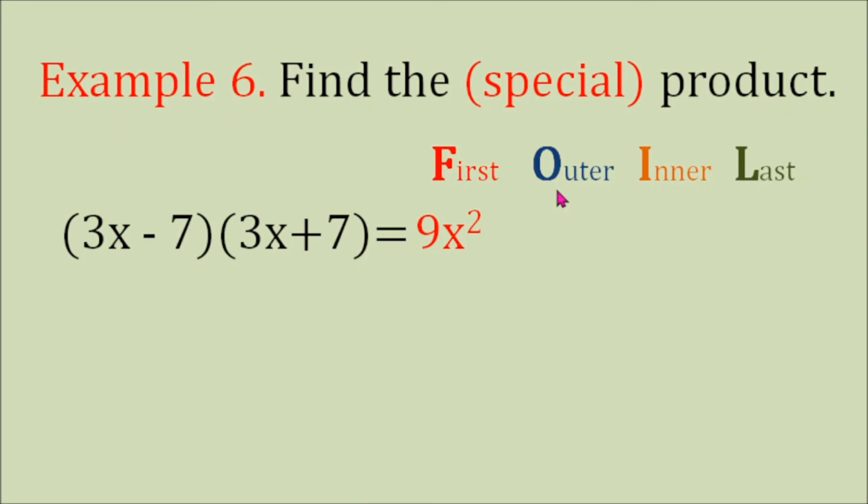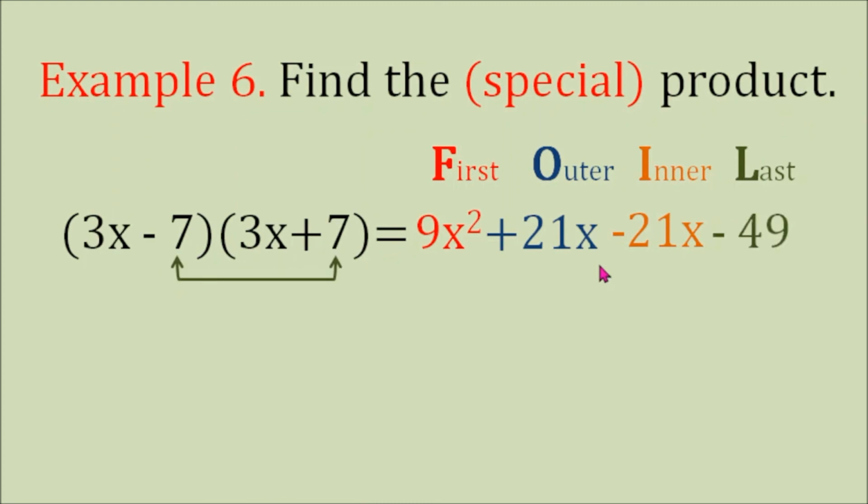Product of the outer terms, that's 3x times 7, that's 21x. Then product of the inner terms, that's negative 7 times 3x, that's negative 21x. Then product of the last terms, that's negative 7 times 7, that's negative 49. Then combining positive 21x and negative 21x, that's 0. So our answer is 9x squared minus 49.